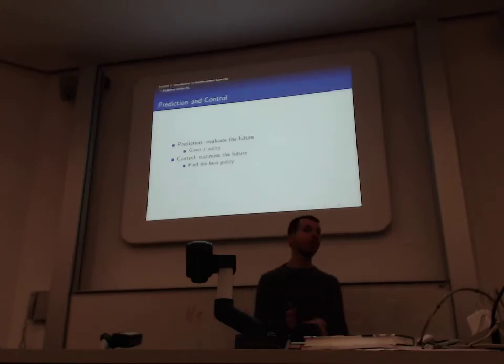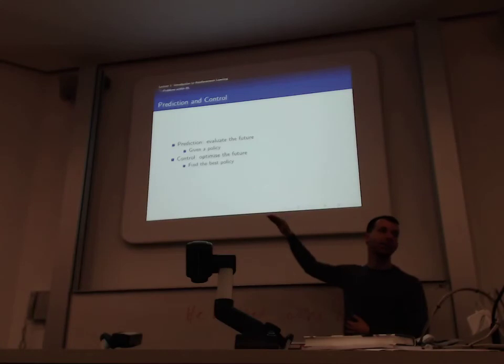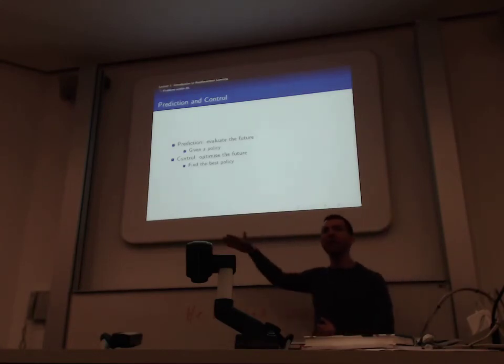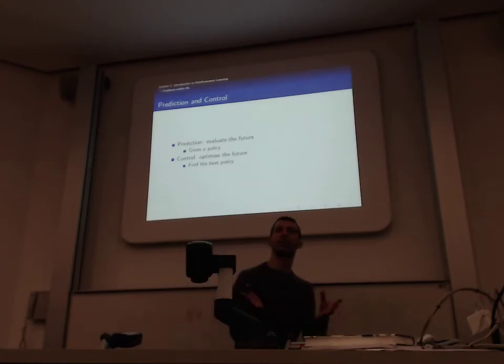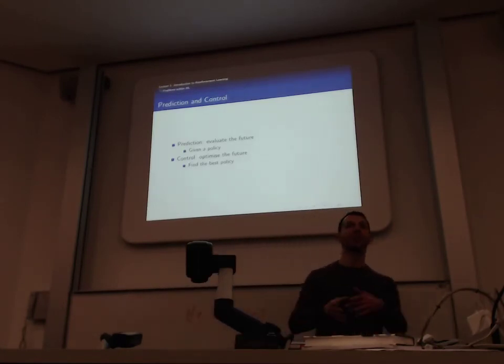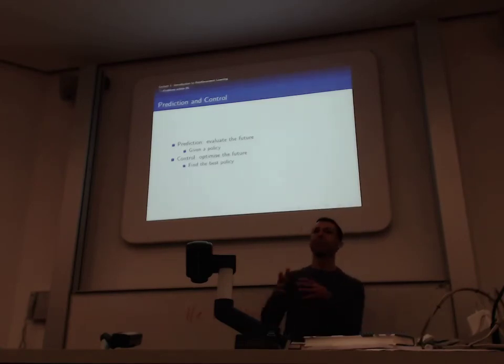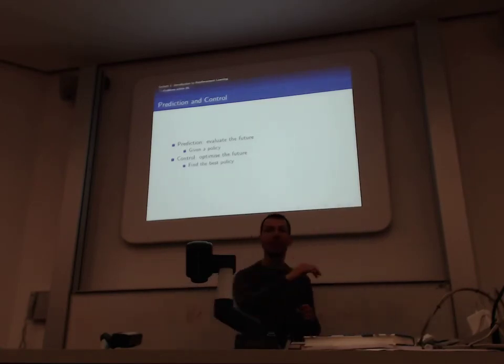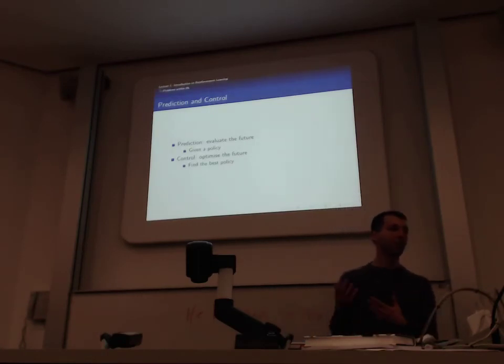If you ever hear about control theory, a lot of it is really about exactly this problem, optimizing the future, finding the best policy. So if you have some dynamical system, you might want to figure out what's the optimal way to control your submarine so as to minimize the amount of fuel it expends to get to its desired location in some known system. So that's the control problem.